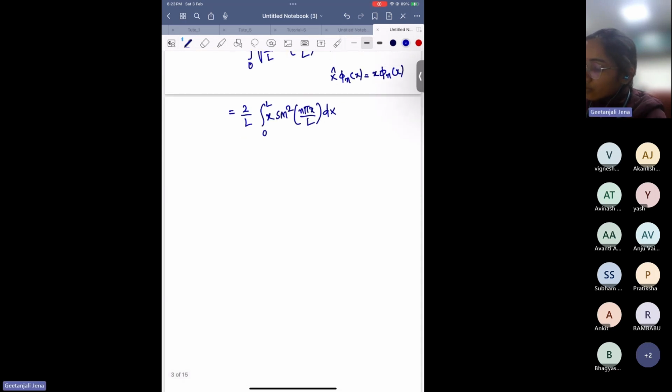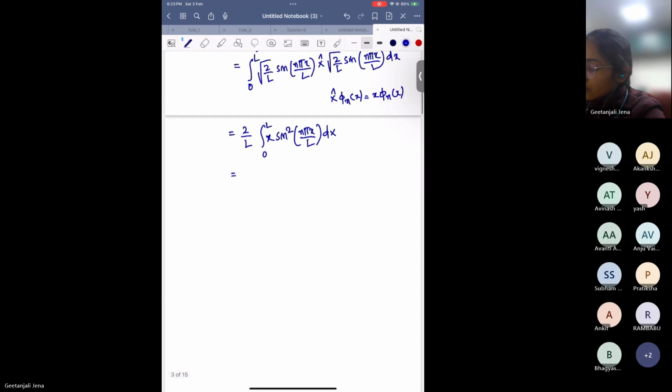Now what you have to do is express the sine square in terms of the cos function. You know 2 sine square theta equals 1 minus cos 2 theta. So this will be 1 minus cos 2n pi x by L dx.